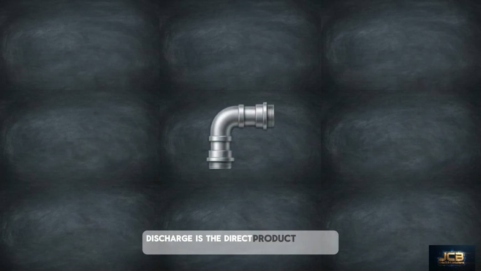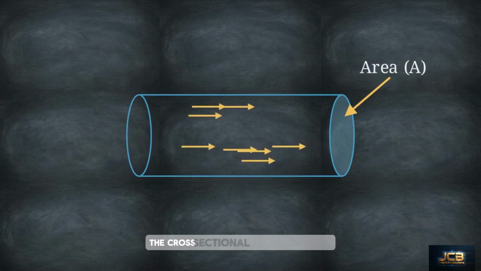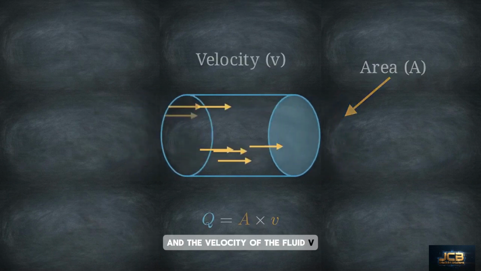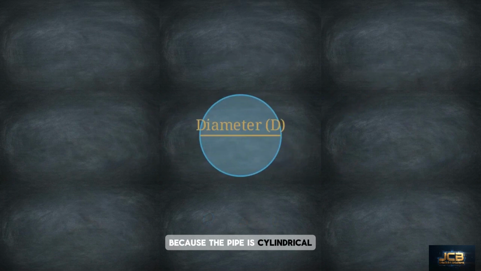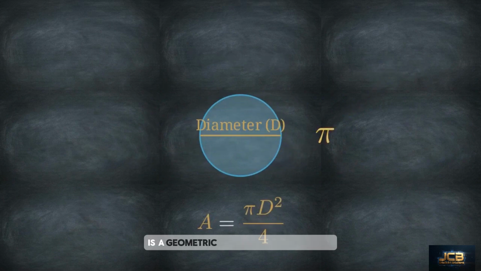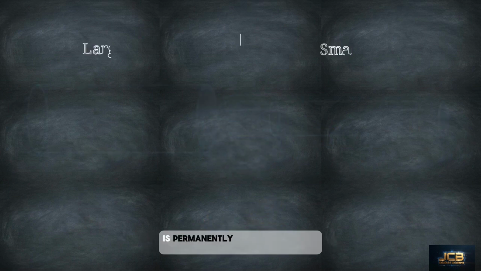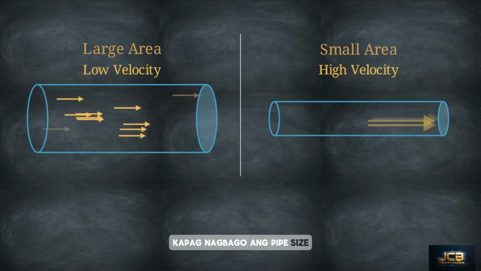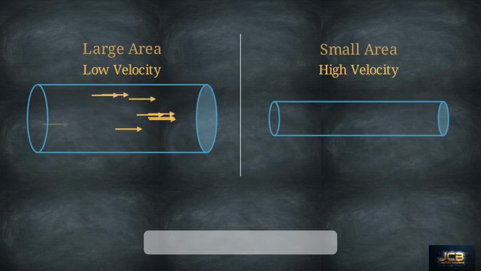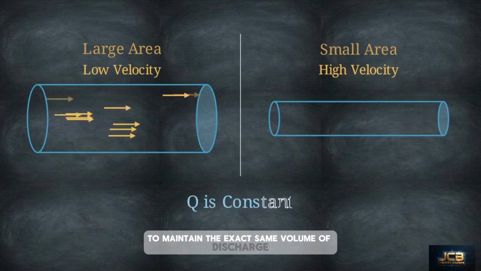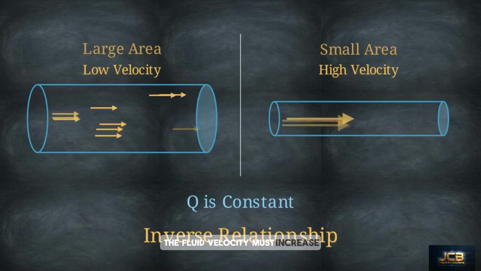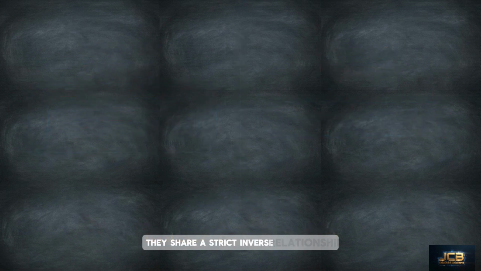Discharge is the direct product of 2 variables, the cross-sectional area of the pipe, A, and the velocity of the fluid, V. Because the pipe is cylindrical, that cross-sectional area is a geometric function of its diameter. This means the constant pi is permanently baked into every discharge calculation. Kapag nagbago ang pipe size, ano ang mangyayari sa flow? To maintain the exact same volume of discharge when forcing fluid through a narrower pipe, the fluid velocity must increase. They share a strict inverse relationship.